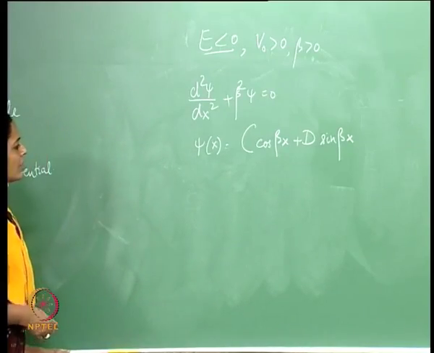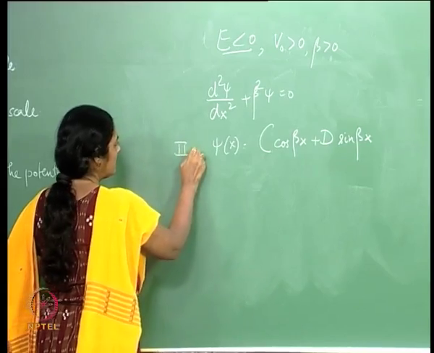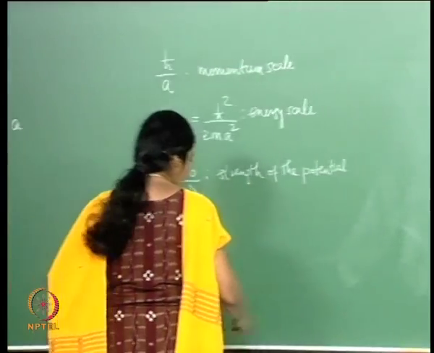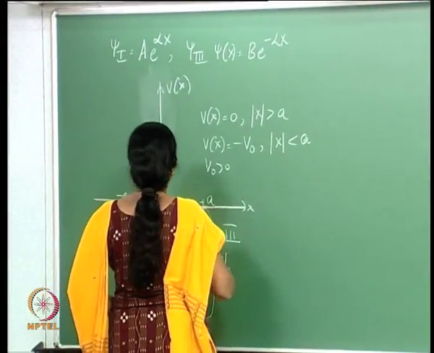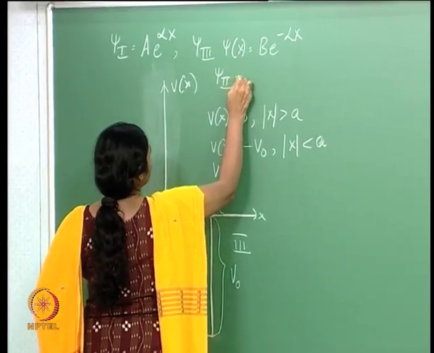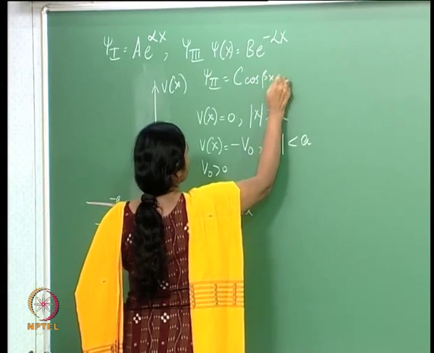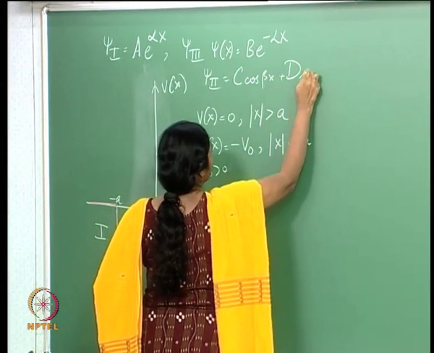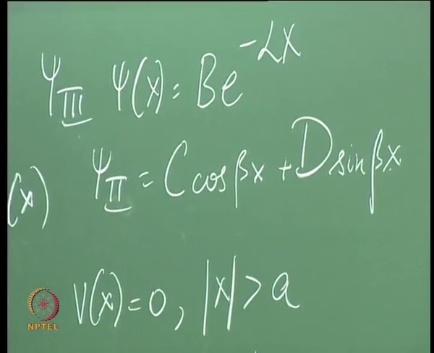Now we come to boundary conditions. So this is the solution in region 2. So let me write that there. Psi in region 2 is c cos beta x plus d sine beta x. So this is what I have by way of solutions.